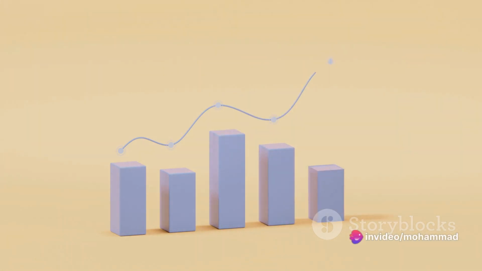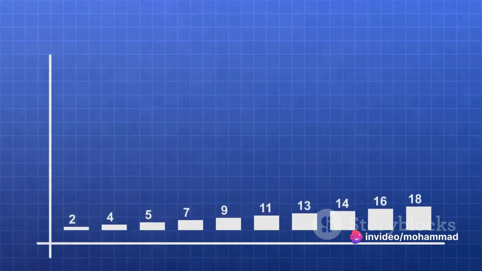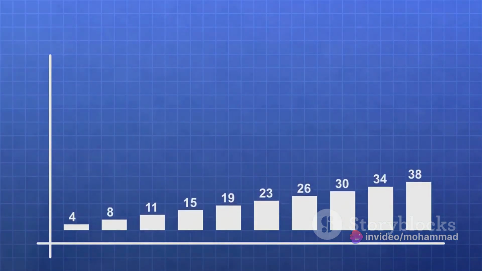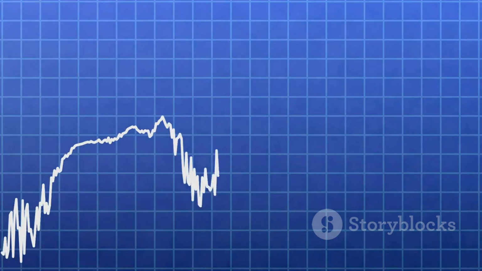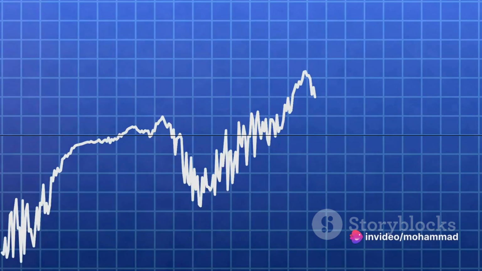Ridge regression adds the sum of squared coefficients to the error term, while lasso regression adds the sum of absolute values of coefficients. Then there's logistic regression, used when the target variable is binary. Despite its name, it's actually a classification algorithm, modeling the probability of the target variable belonging to a particular class.